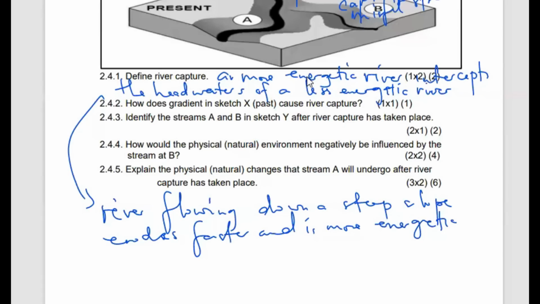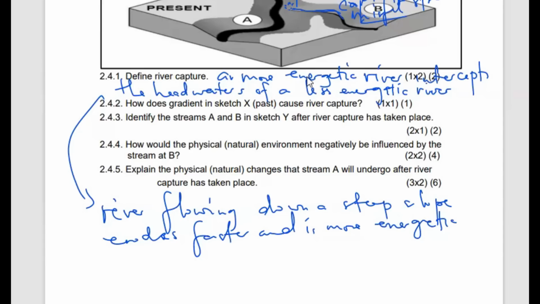Misfit in the sense that it has been misfitted from its original supply of water. It was initially getting its supply of water from upstream here, but now it has been misfitted. So it becomes a misfit stream. It's the one which is captured and it becomes a misfit stream. Right, let's move on to the next question.